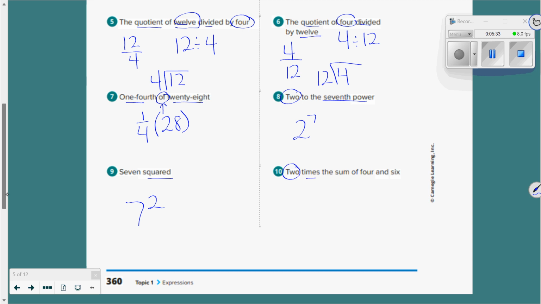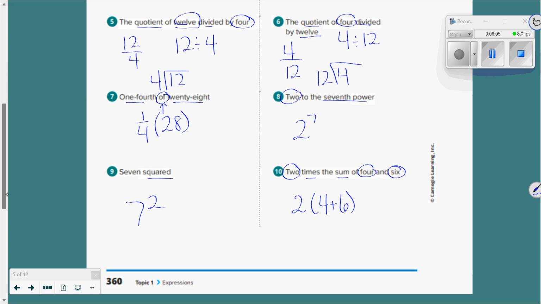2 times the sum of 4 and 6. What does that mean? Parentheses? What do I need parentheses for? 4 plus 6. Addition. But it's 2 times that. So what do I do to the 2? Technically, it should go first because of the way this is written. So it's 2 times the sum of those. The 2 times the sum.